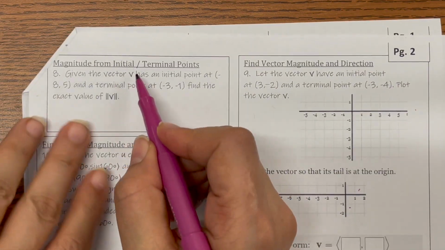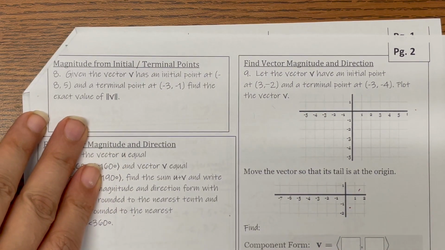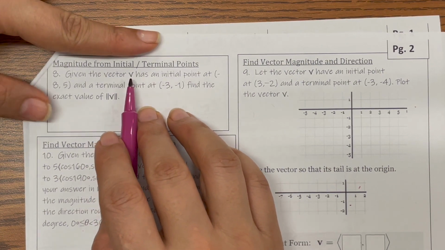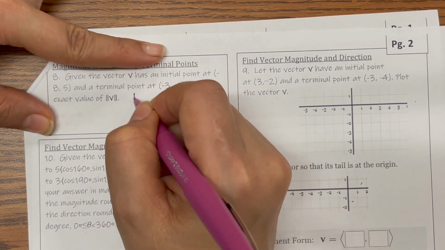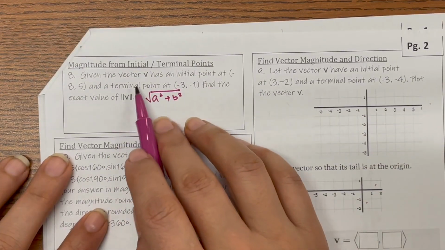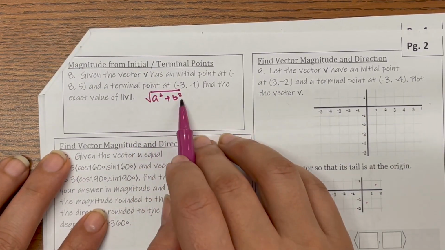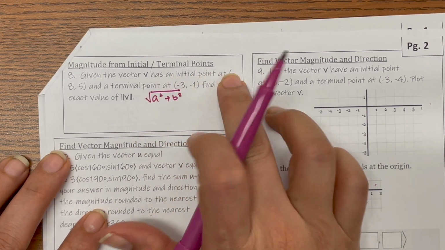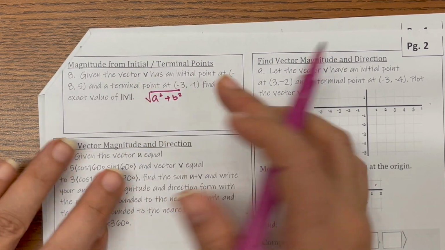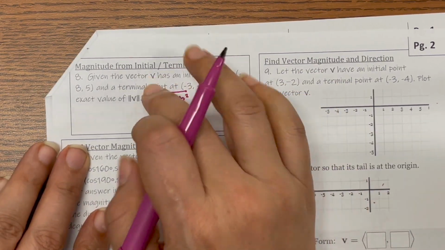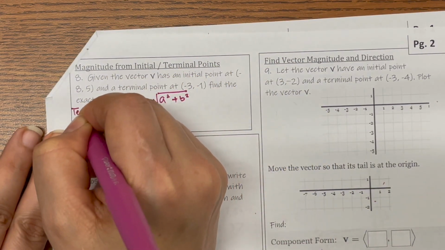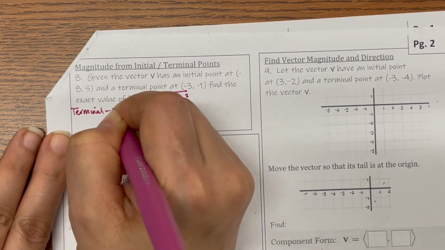All right, magnitude from initial and terminal points. Okay, so magnitude. What are we talking about when we're talking about magnitude? We're talking about this formula here, a squared plus b squared. All right, so first you have to find the vector v so you can do a squared plus b squared. Because right now it's telling you the initial point and the final point, but I need to find the actual vector. So remember, to find the actual vector from initial point and terminal point, it's always terminal minus initial.